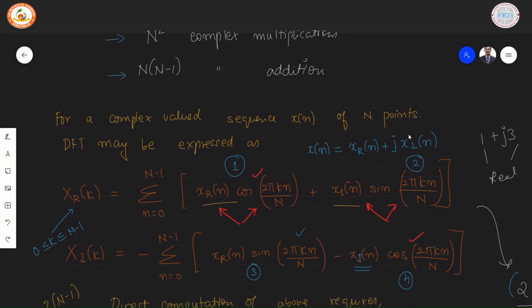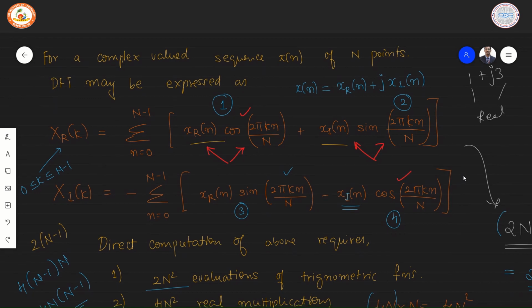Therefore, once the input is a complex valued input, the application of this complex valued input to the formula will yield the real part of the DFT, given as XR(k), and the imaginary part of the DFT, given by XI(k). We observe that the summation will have two terms. The first term here has cos, the second term has sine. The third term here is sine and the fourth term here is cos.